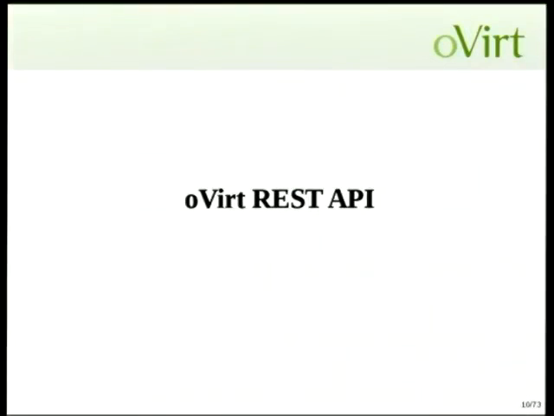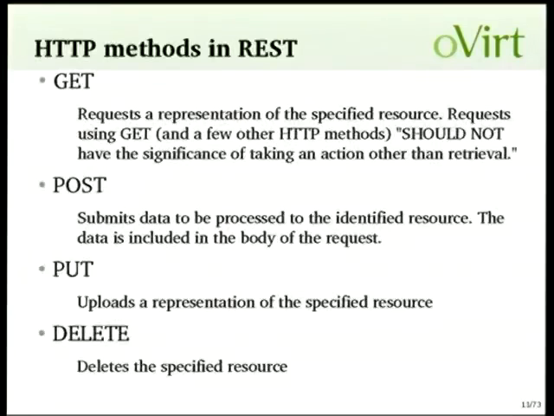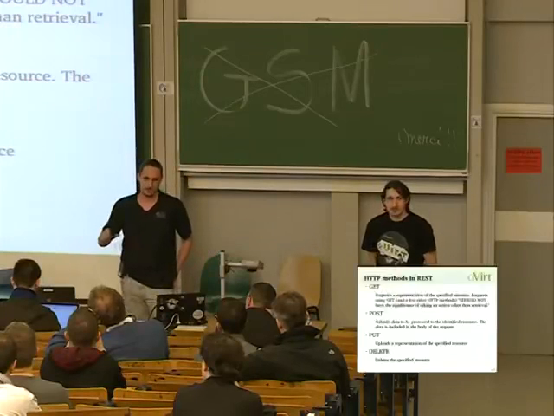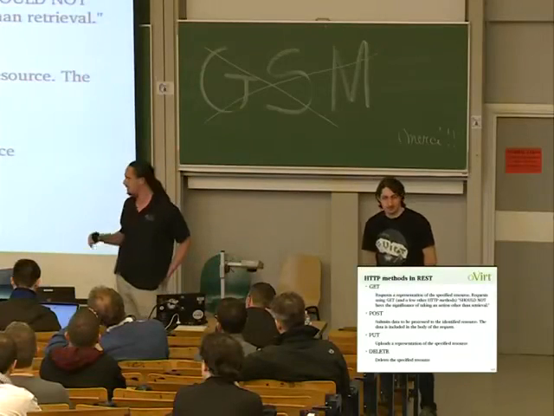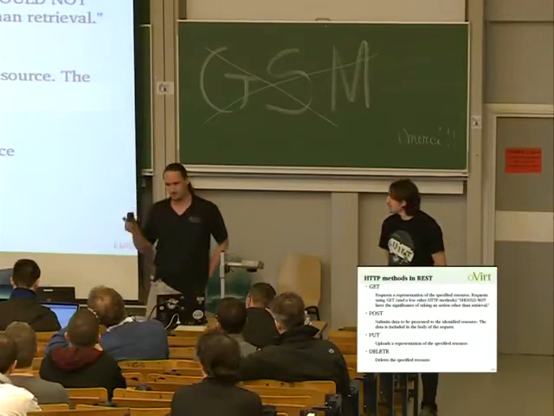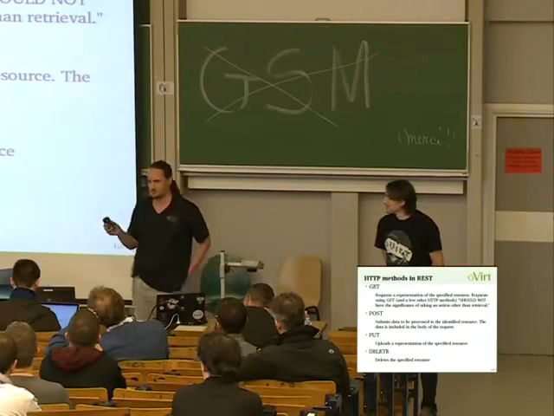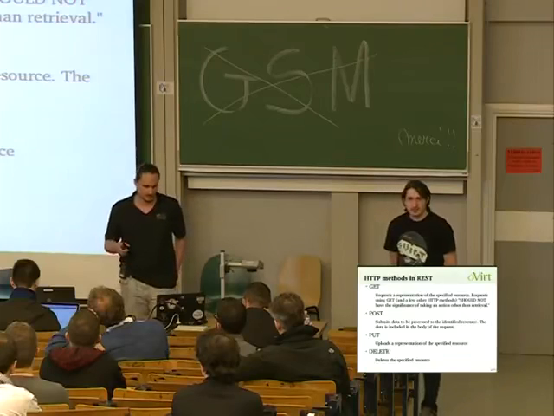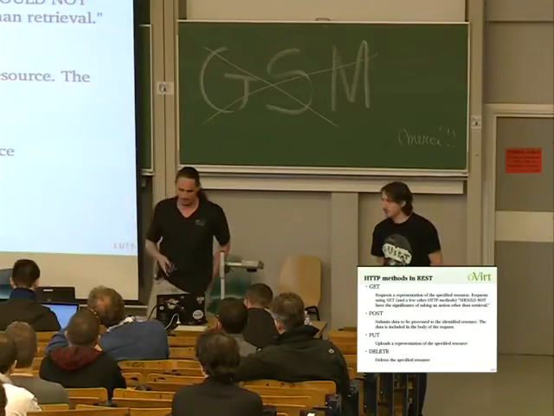So let's talk about the REST API. This is the most basic, the core API that oVirt engine exposes. So basically, it's just doing HTTP calls. We have GET to get a list of resources or a single resource representation. POST is to submit a new resource or to act upon an existing one, like launch a VM via POST. PUT is to update a resource, or just update the representation. And DELETE, of course, deleting the resource.